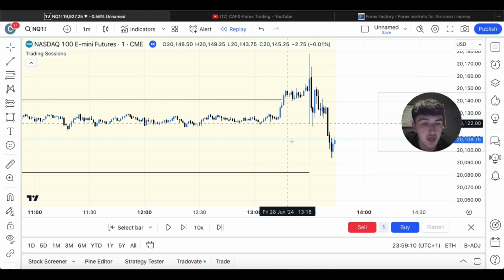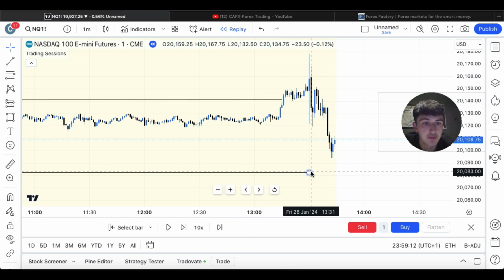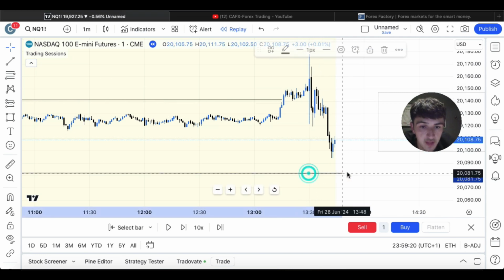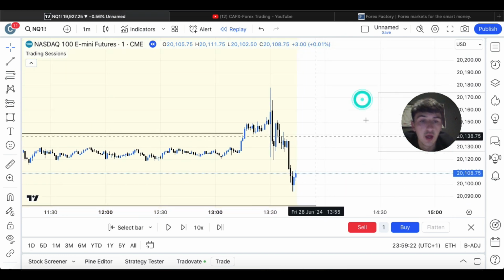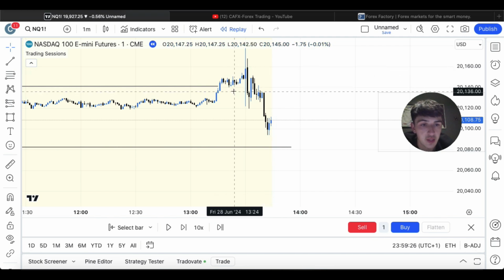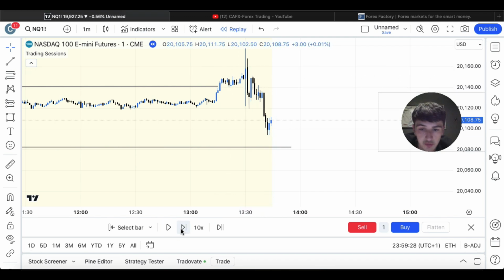So we swept buy side. Now we're going to wait for sell side to be swept and then look for another reversal, because the market has rebalanced after the news. I hope you understand that. Like I said, we want to be waiting for a sweep of sell side liquidity now that we've swept the buy side of the Asian range. So I'm just going to play price through.